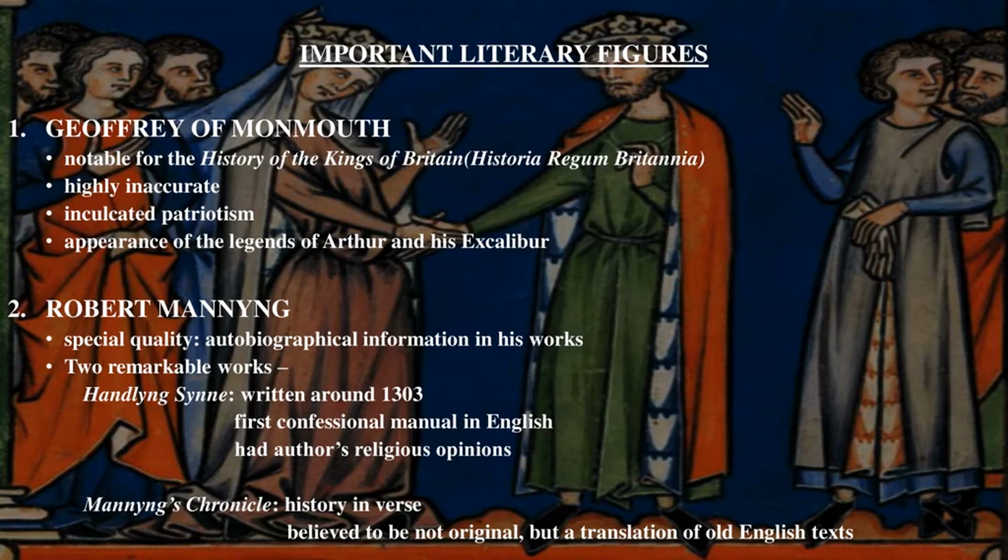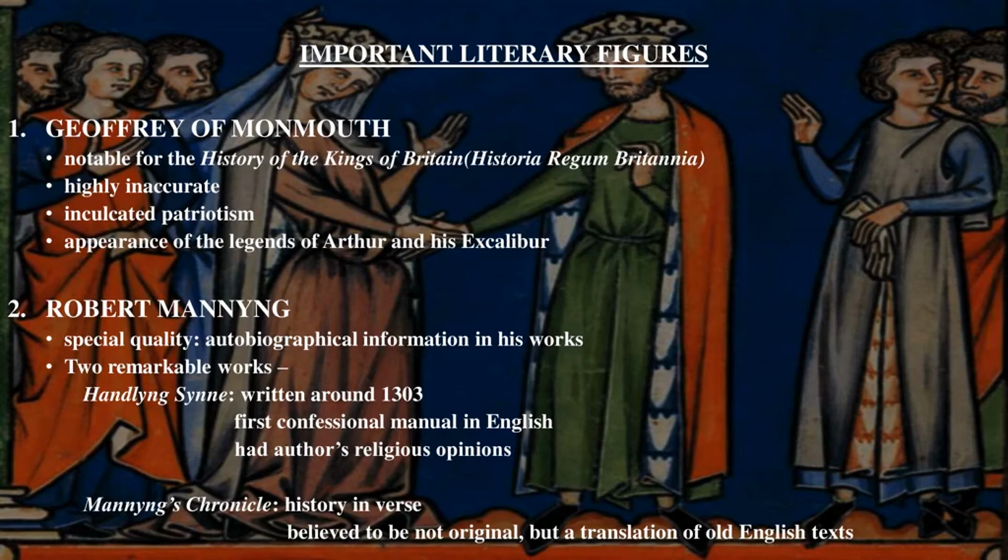The other distinct figure is Robert Manning of Brunne, who is specially remembered for the autobiographical elements in his works. Other writers during his time didn't even bother to sign their works, so when Robert Manning talked about himself in his works, it gave him a unique place in history, and it was quite easy to track him. His 2 remarkable works include Handlyng Synne and Manning's Chronicle.